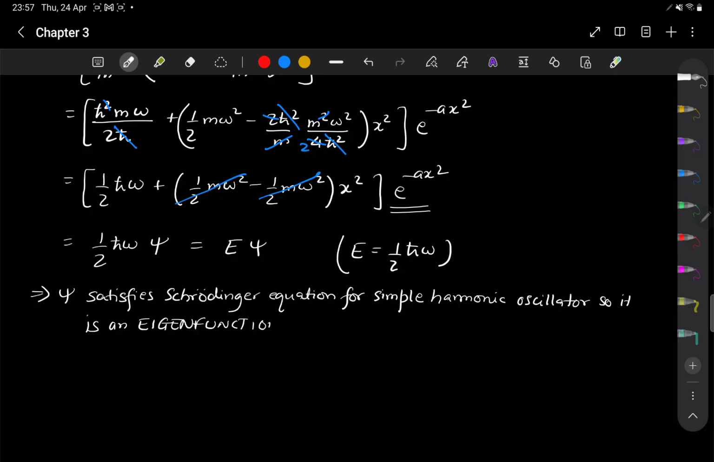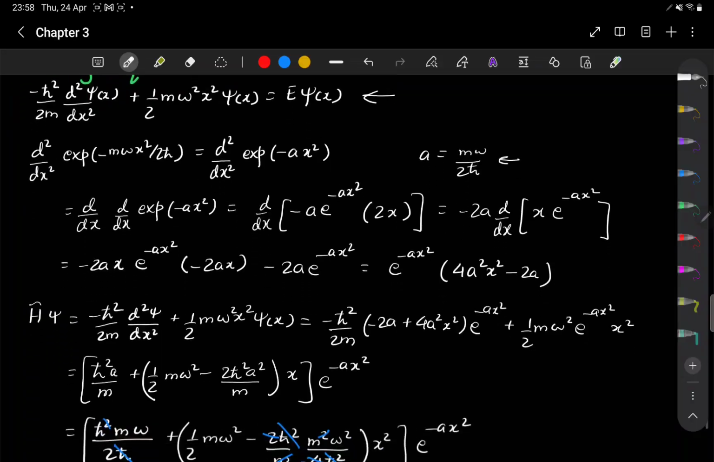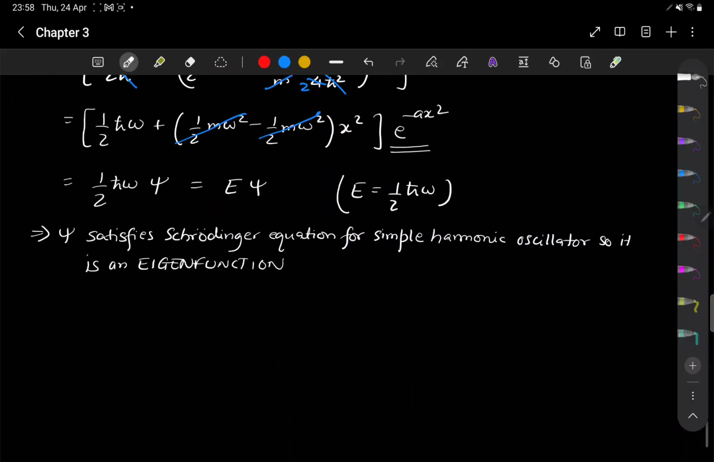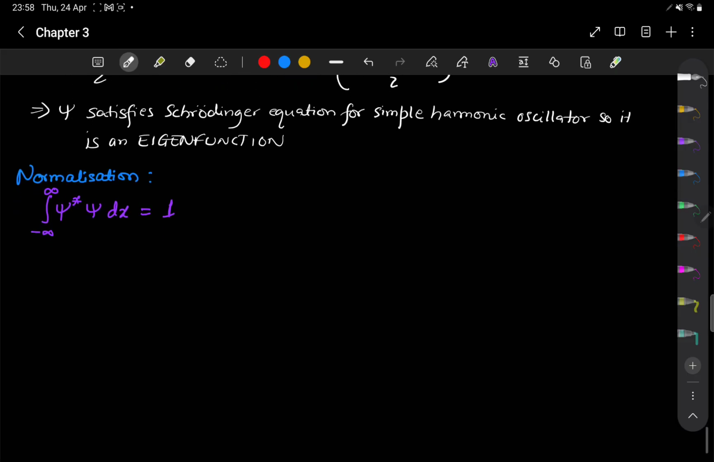Now we will move on to the next part wherein we need to find the normalization constant. The normalization criterion is given as follows: the integration over the entire space, so x going from negative infinity to infinity, of psi star psi dx should be equal to 1. This is the normalization condition.